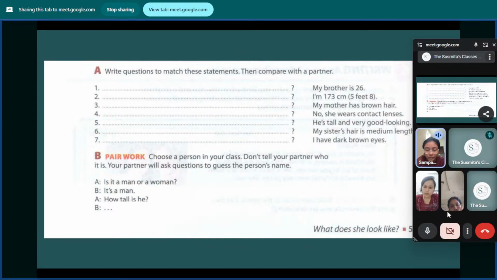How old is your brother? How tall are you? Correct. Very good. Ankita, tell me the next two. What color is your mother's hair? Does she wear glasses? Very good. Tejal, next two.